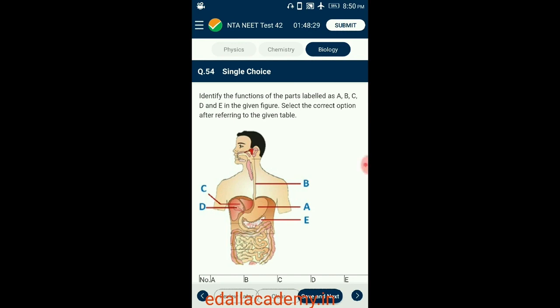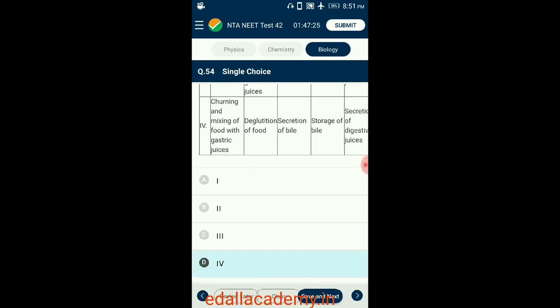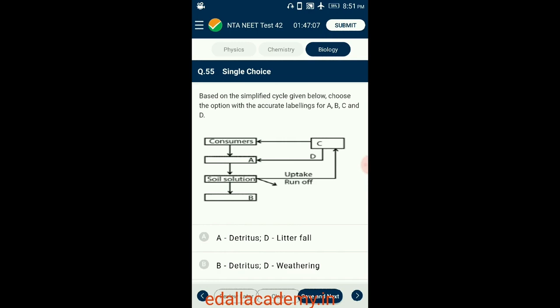Identify the functions of the organs labeled as A, B, C, D and E in the given figure. Select the correct option after referring to the given table. A represents the stomach, churning and mixing of food with gastric juices. B represents esophagus, deglutition of food. C represents liver, secretion of bile. D represents gallbladder, storage of bile. E represents pancreas, secretion of digestive juices. So the correctly matching one is the fourth one, churning and mixing of food.